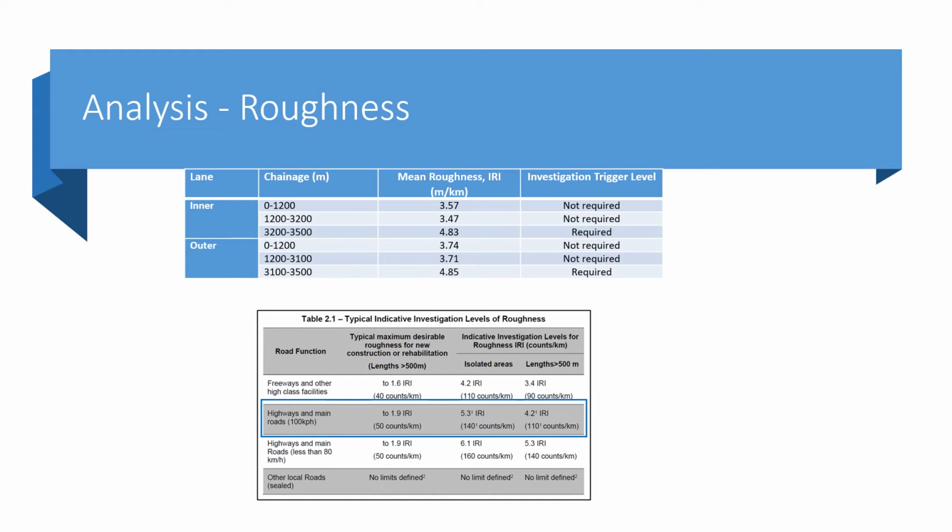Based on the roughness measurements provided for chainage 3200 to 3500 along the inner lane, and chainage 3100 to 3500 along the outer lane, they require some intervention of rehabilitation because the IRIs are 4.83 and 4.85. If you look at the table, it should be less than 4.2.